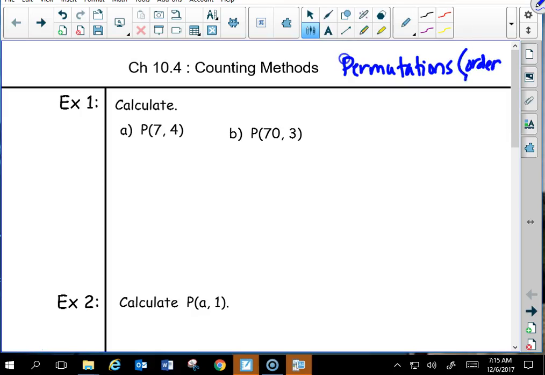That's kind of a vague way to say that there's nothing specific happening with the picked items. The second one is combinations. It's when order doesn't matter, and usually there's always fewer combinations. And then the last one is basically just called the counting method.